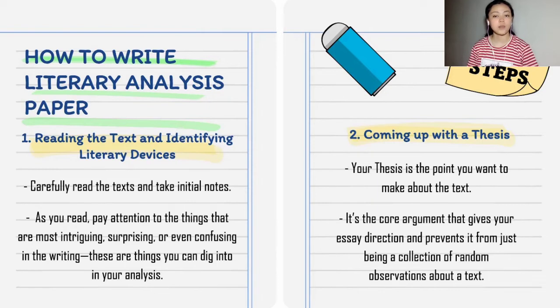Next is coming up with a thesis. So your thesis is the point you want to make about the text, and in here, it's the core argument that gives your essay direction and prevents it from just being a collection of random observations about the text. So if you're given a prompt for your paper, your thesis must answer or relate to the prompt.